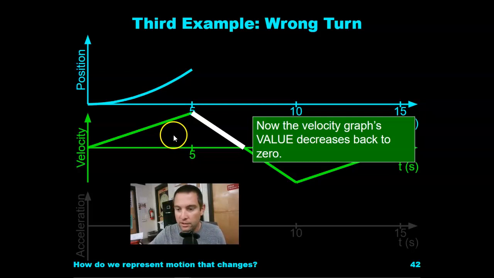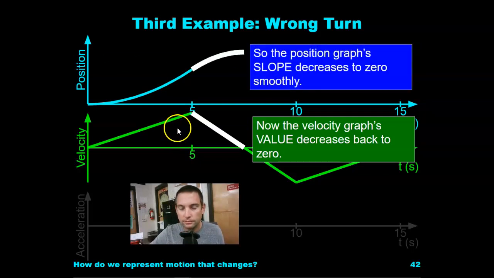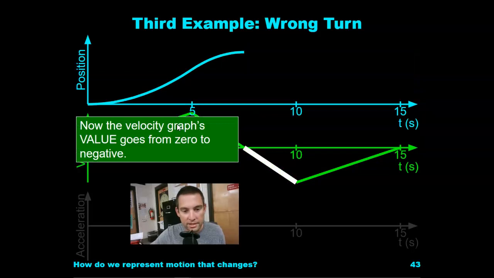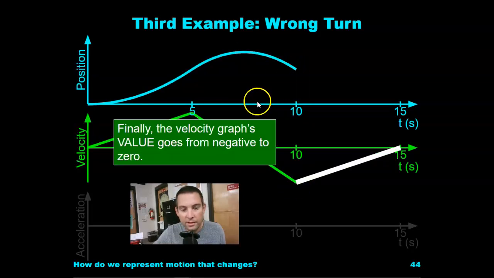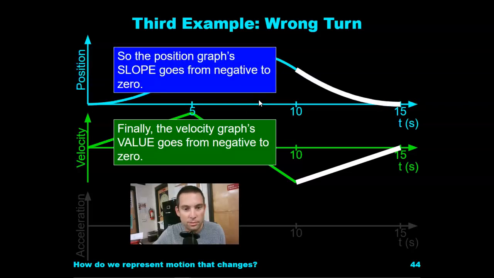Now the velocity graph's value decreases back to 0. So the position graph's slope decreases to 0 smoothly. Now the velocity graph's value goes from 0 to negative. There's our change in direction. So the position graph's slope goes from 0 to a negative. Finally, the velocity graph's value goes from negative to 0. So the position graph slope goes from negative to 0.